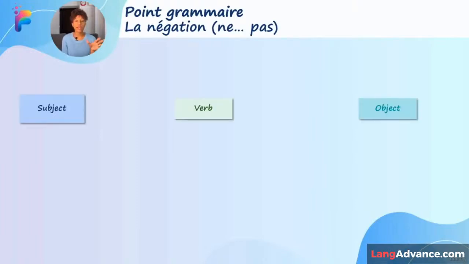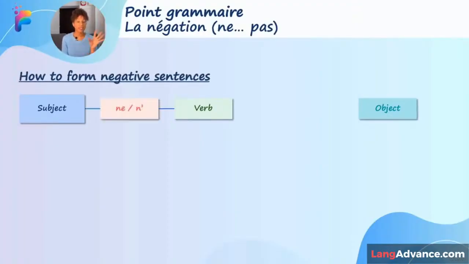Let's have a look first at the sentence structure. When you have a sentence in French, it will go as follows. Subject, verb, and object. Then around this you have to add your négation. First part of the négation is ne. It goes between the subject and the verb. It can be ne or an apostrophe if the verb starts with a vowel or an H.